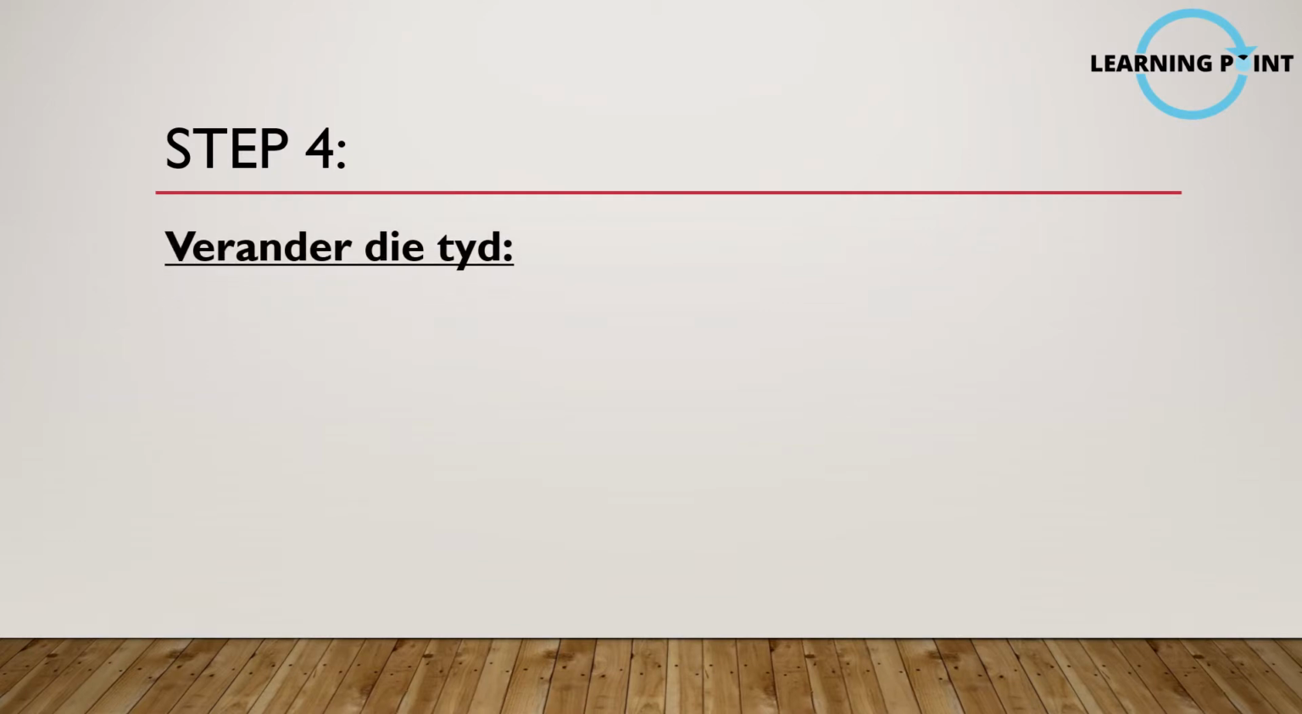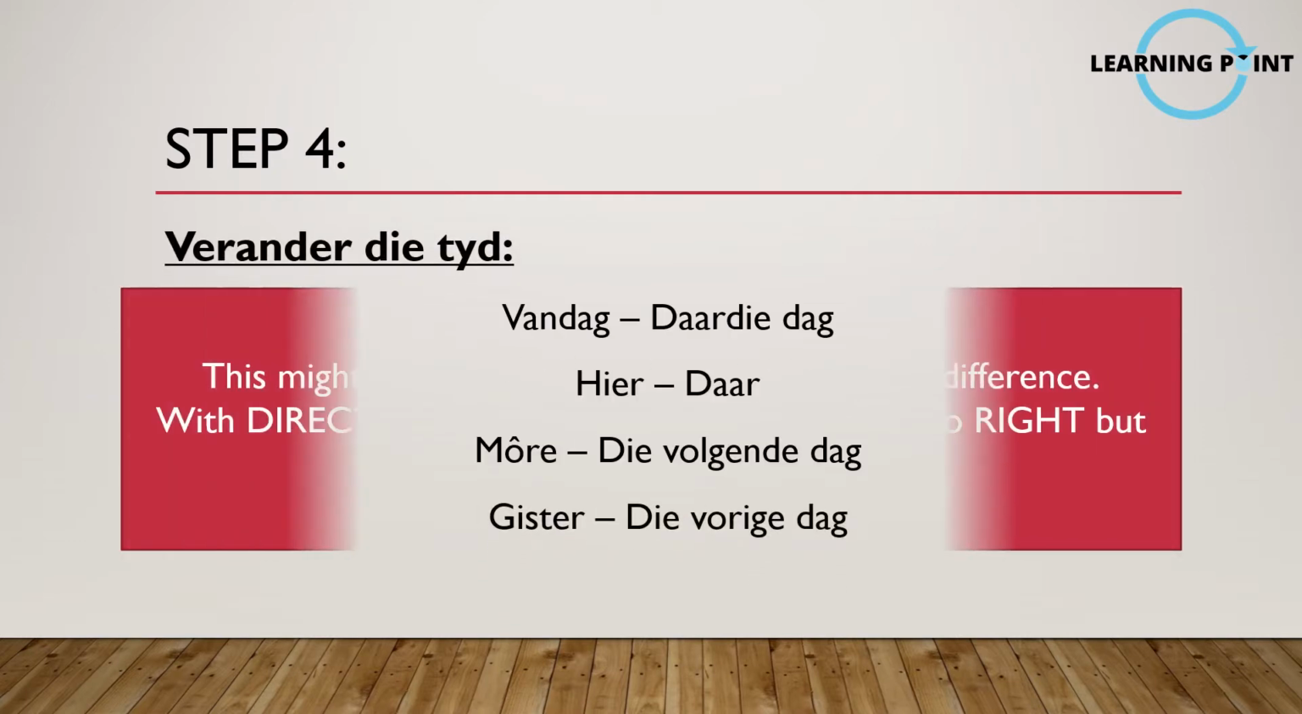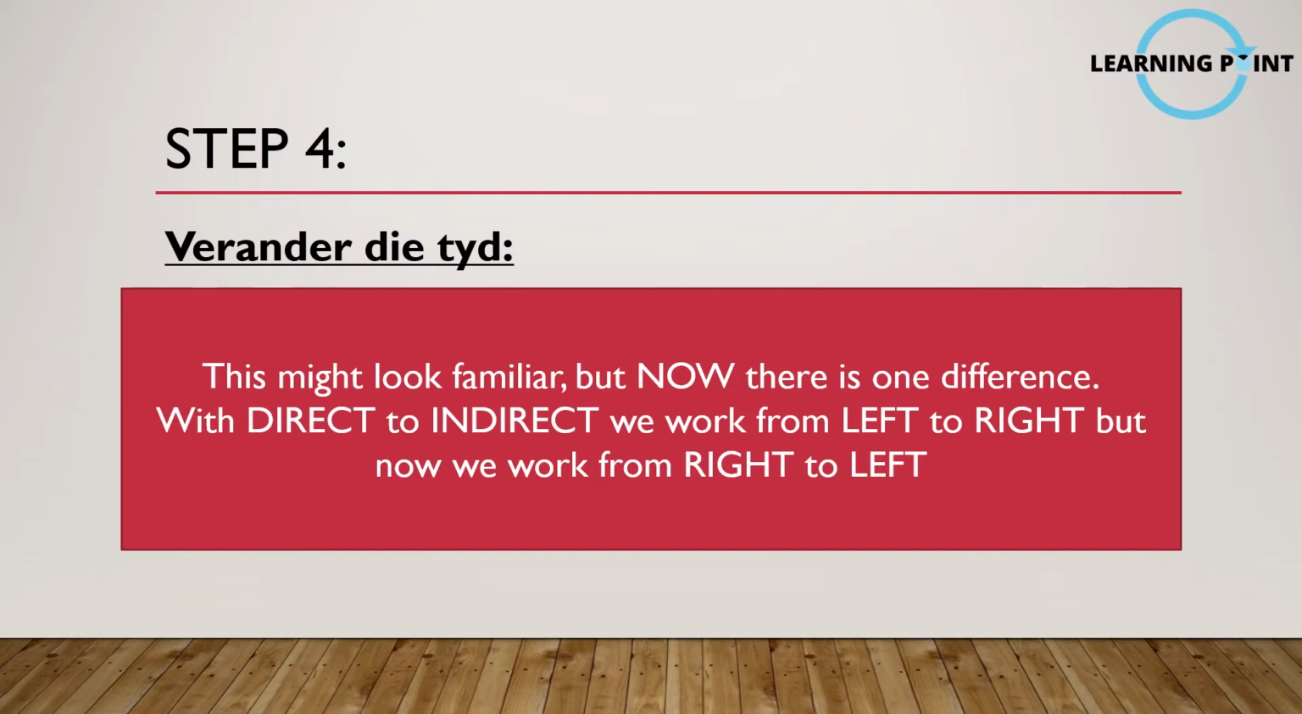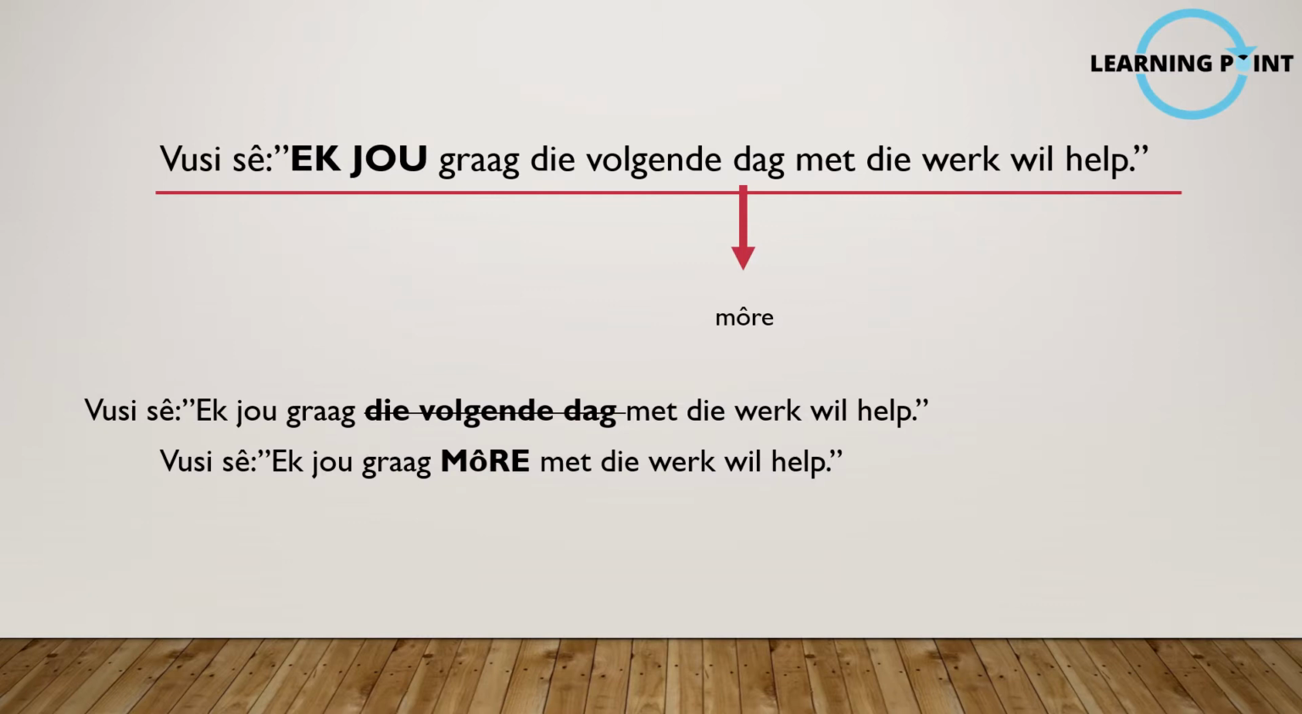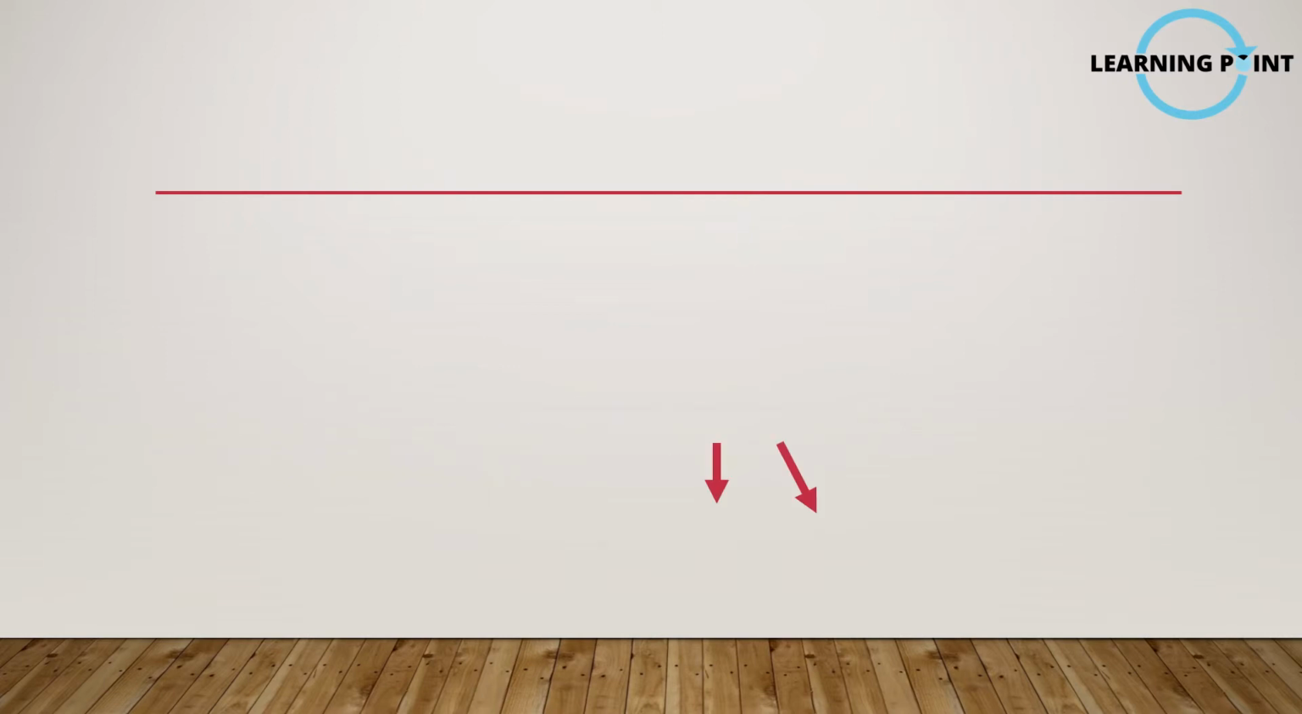Step 4. Change the time. So now we have the same case as with the pronouns, where we now work from right to left instead of left to right as we worked with direct to indirect. So now we have Woesie sê, ek jou graag die volgende dag met die werk wil help. We have die volgende dag, and as we know from the previous lessons, die volgende dag changes into môre. Woesie sê, ek jou graag môre met die werk wil help. So that is all we do when we change the time.